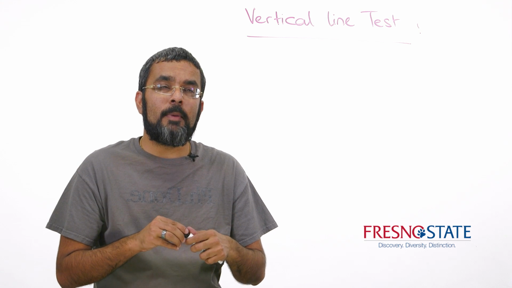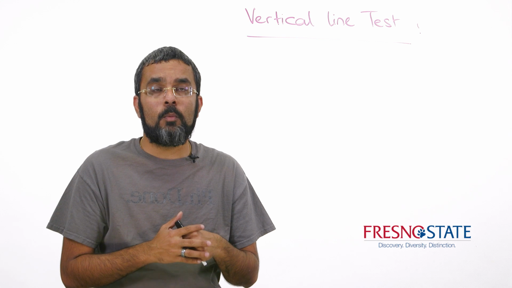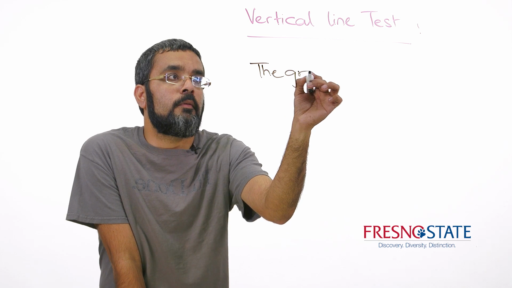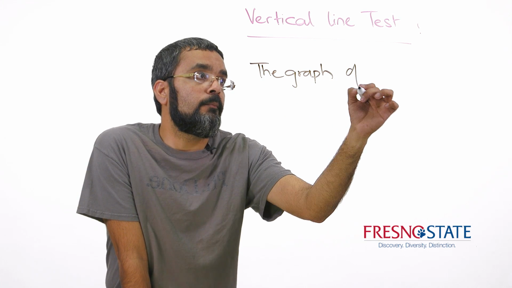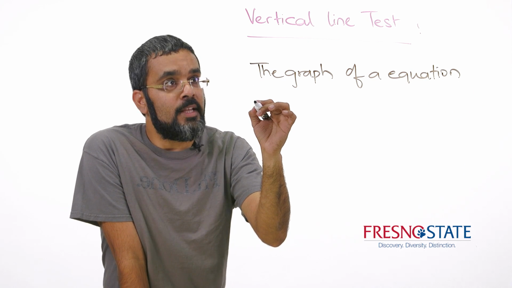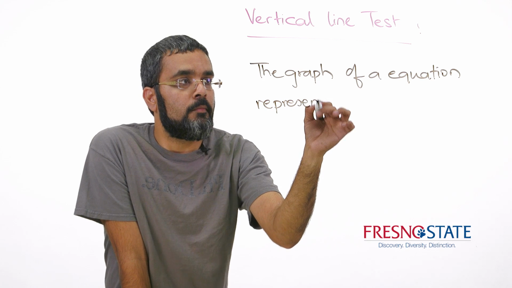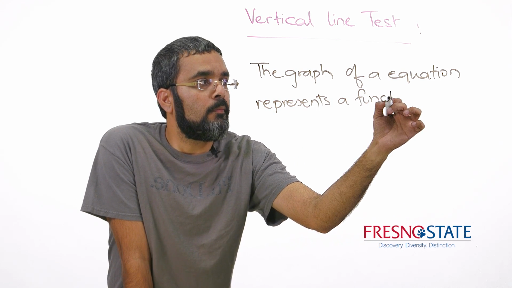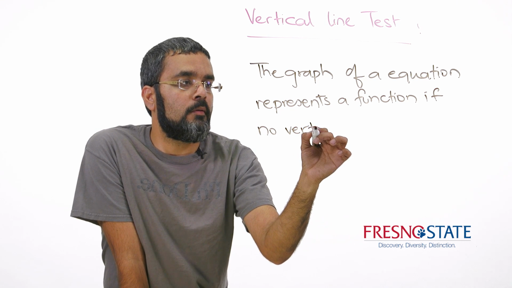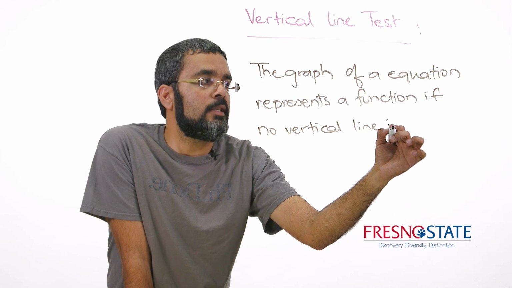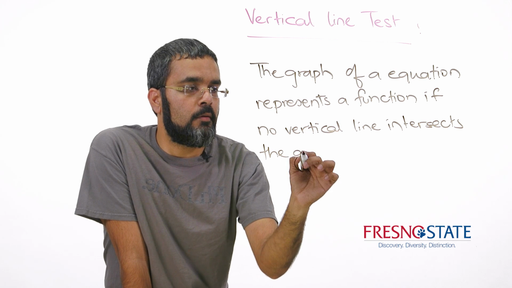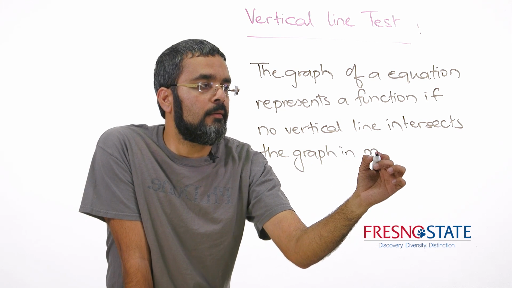One way we can think about it is something called the vertical line test. So what is the vertical line test? The vertical line test essentially states the following: the graph of an equation represents a function if no vertical line intersects the graph in more than one point.